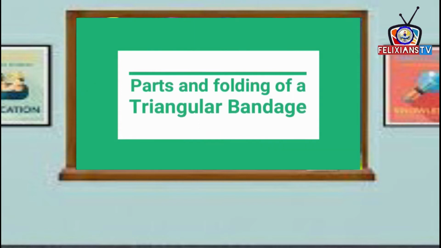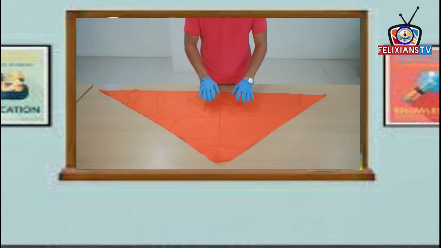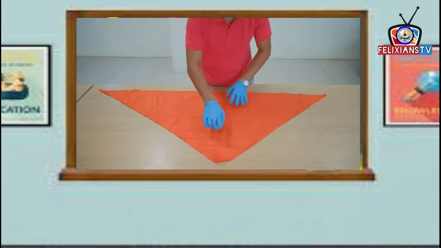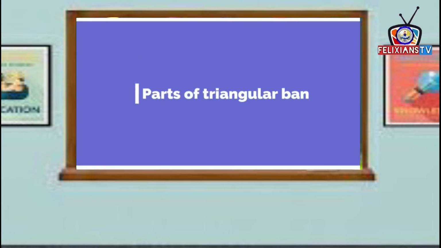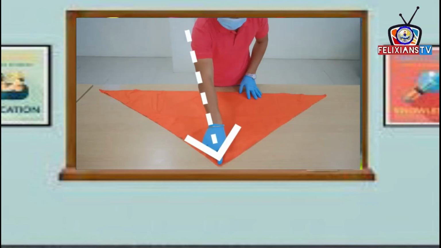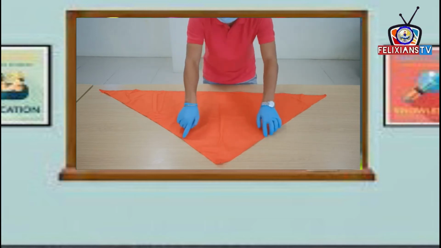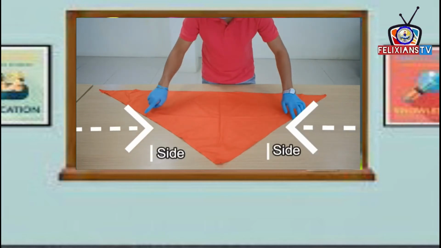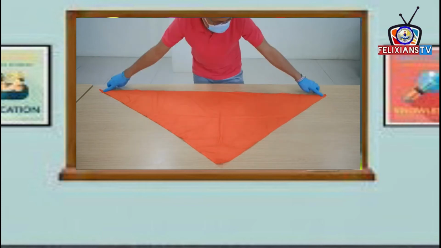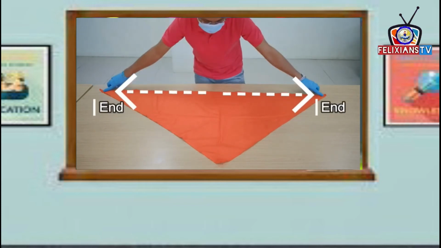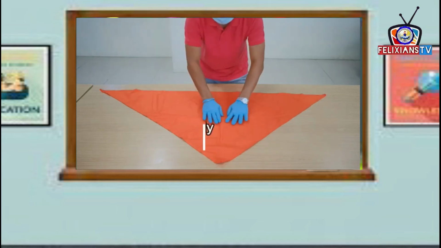Parts and folding of triangular bandage. This is a triangular bandage. Parts of triangular bandage. This part is apex. This part is base. This part is side. And this part is end. And the center is pad.